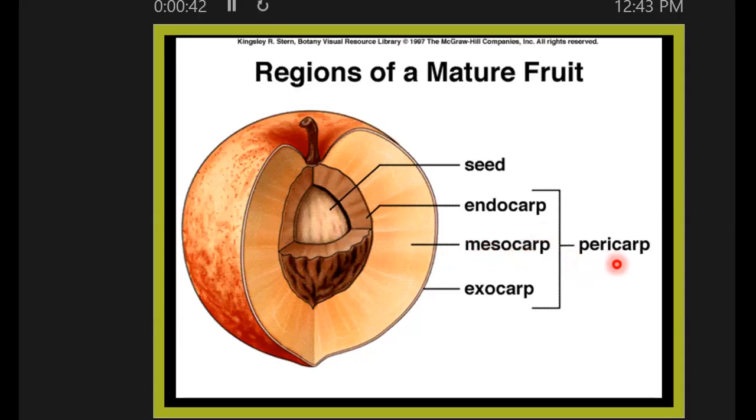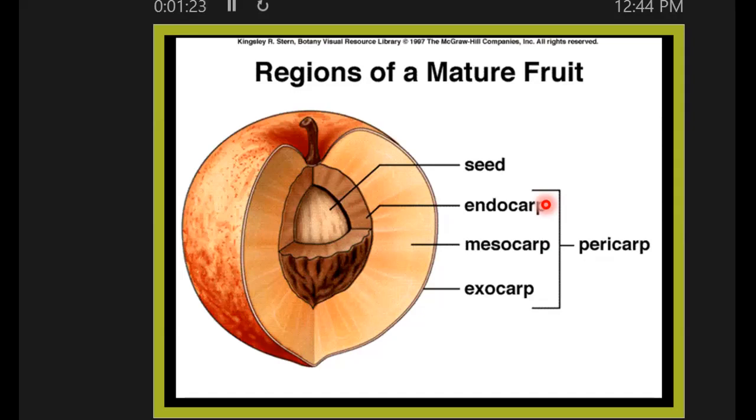Now this pericarp idea, I want you to know that too. In a dry fruit, and we're going to talk about dry fruits too, which is kind of weird, but we'll get into it. In a dry fruit, like peas in a pod, the pod is what we call a pericarp. So the pod is the exocarp, mesocarp, and endocarp, all greatly reduced and thinned out into what we call a pericarp. So when we talk about dry fruits, we use the term pericarp. When we talk about fleshy fruits, then we use the regions: exocarp, mesocarp, endocarp.